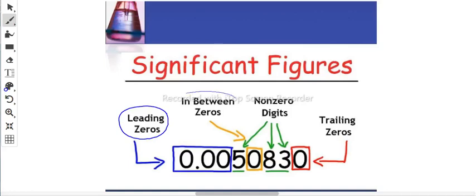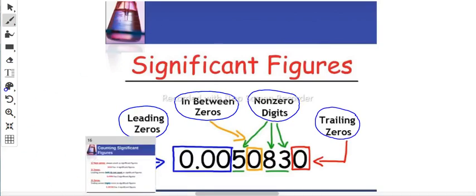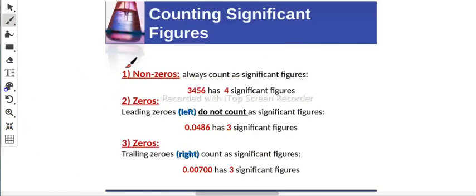You have the in-between zero, which is the zero presented in the middle. We have the non-zero digit, which is of course the numbers presented inside your given measurement data. And finally, you have the trailing zero, which is to the right side. So we're going now to learn which one of these zeros is counted and which one is not whenever we want to consider the number of significant figures.